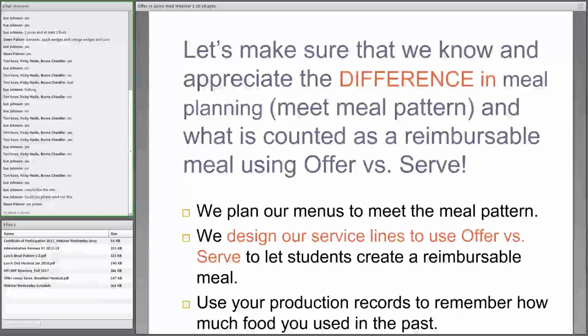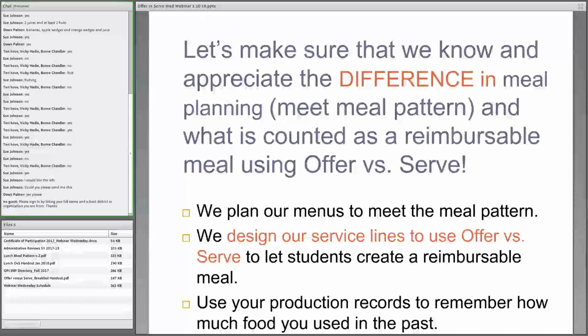So one thing I want to point out is let's make sure that we all know and appreciate the difference between meal planning to meet the meal pattern and what offer versus serve is. So you plan your menus to meet the meal pattern each month, but you design your service line to use offer versus serve to let the students create a reimbursable meal.